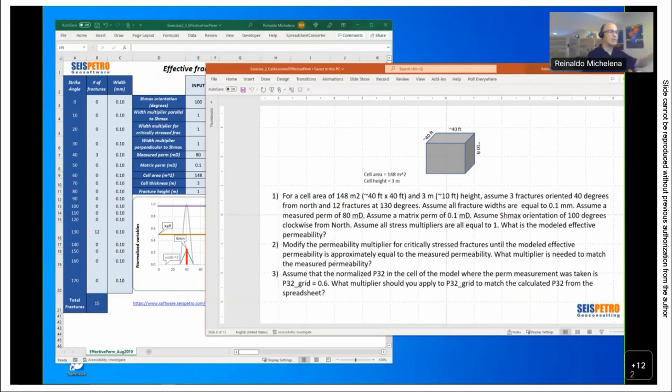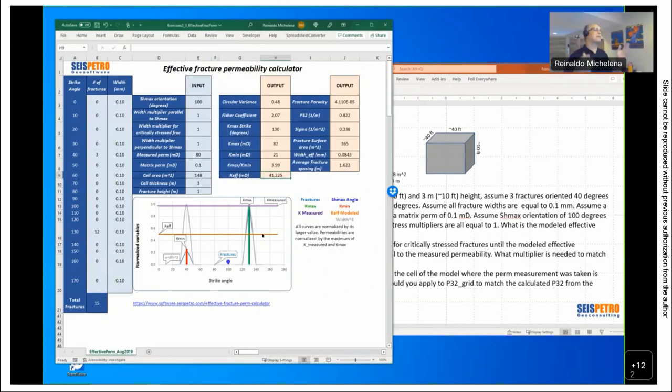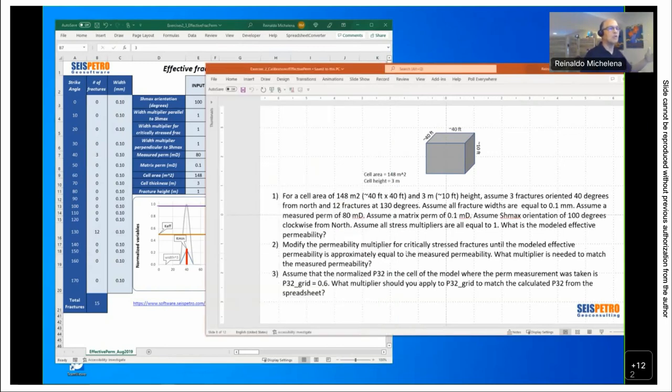So we have to do something to the multiplier. I mean, our model doesn't have enough permeability. We have to increase the permeability somehow. That means probably we start by increasing, let's say, the aperture of the fractures. Since we don't know, we cannot increase the number of fractures because that's a measurement. So we go for the parameters that we don't know. So we increase the aperture of the fracture. So we have to start changing those multipliers until we get something that is the same as the measured permeability.